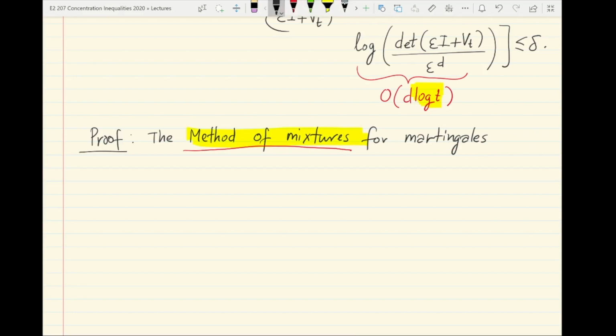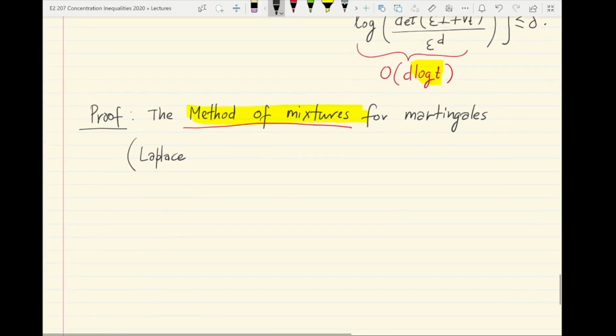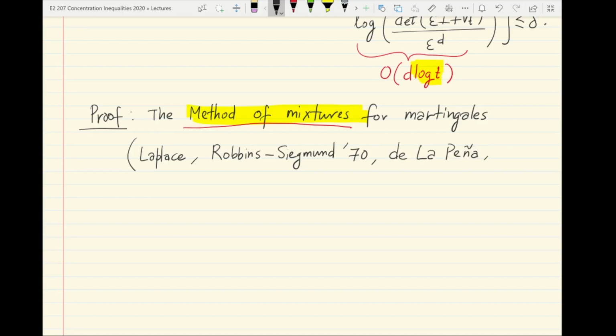Okay, it's also related very intimately to something called Laplace's method. This was actually developed by Laplace centuries ago, and used in modern probability theory first by Robbins and Siegmund. It dates back to Robbins and Siegmund in 1970, and there's a survey book by De La Peña of 2008, which details a lot of applications of the method of mixtures technique. Okay, so what is the method of mixtures technique?